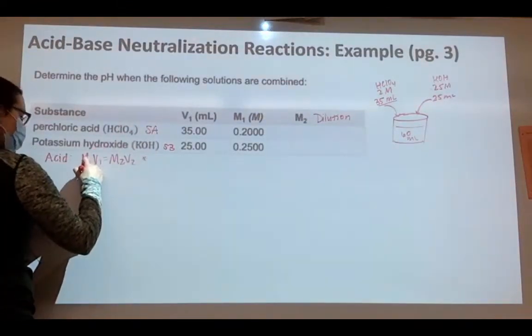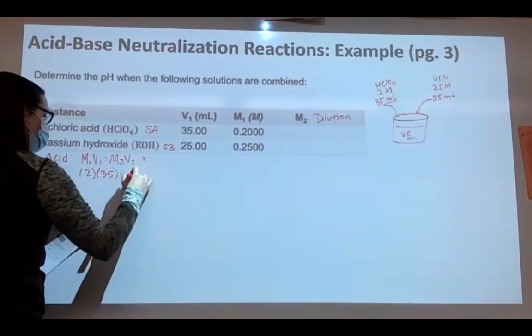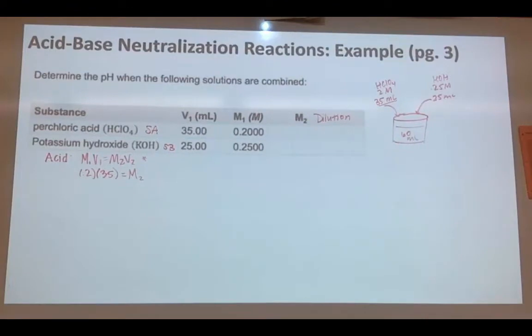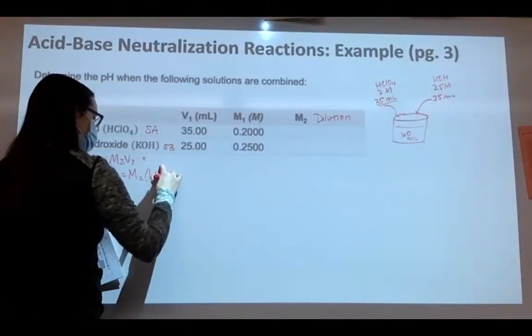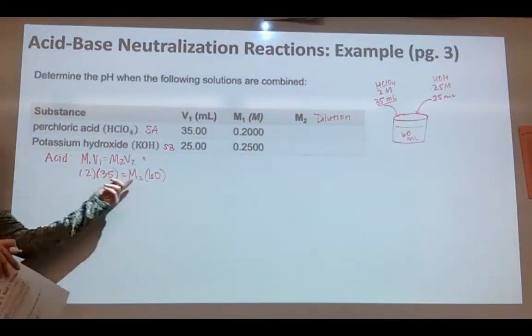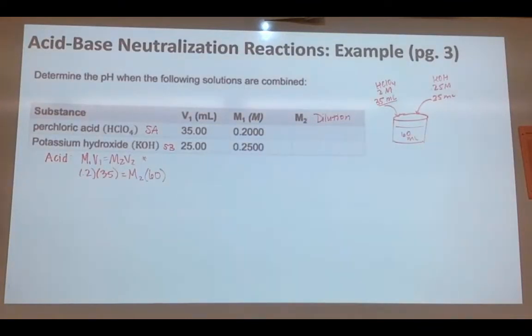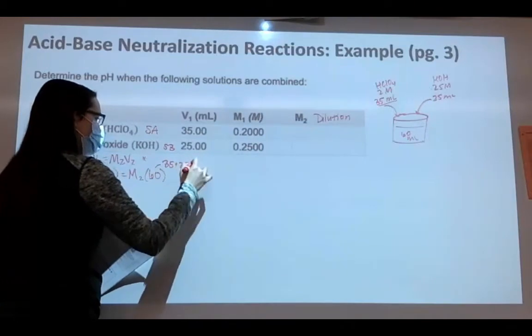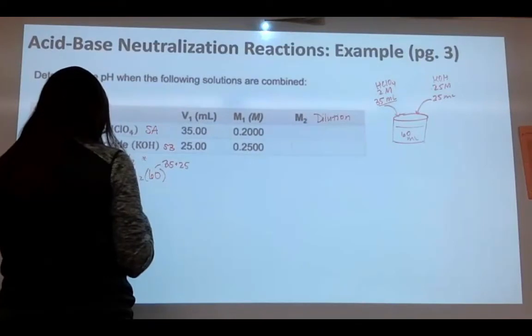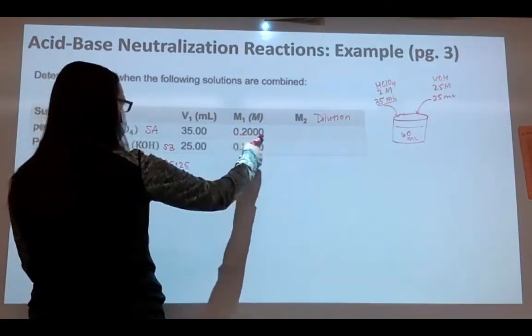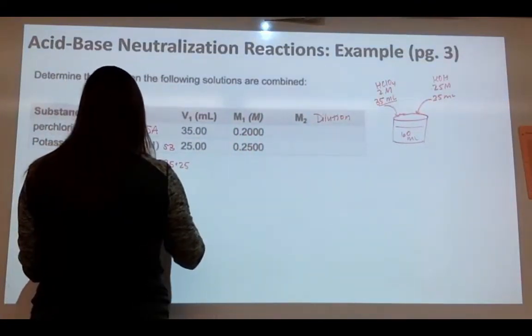So M1, I'm focusing on the acid right now, 0.2 molar. V1 is 35 milliliters. I need to find the new concentration when these two are mixed together. When these two are mixed together, the volume becomes 60 milliliters. Volume can stay in milliliters as long as the units are the same. Again, this is 60 because it's 35 plus 25. It's the two solutions being added together. So for M2, we do 0.2 times 35 divided by 60. And since they had 4 sig figs here, I'll just stick to 4 sig figs. 0.1167 molar.